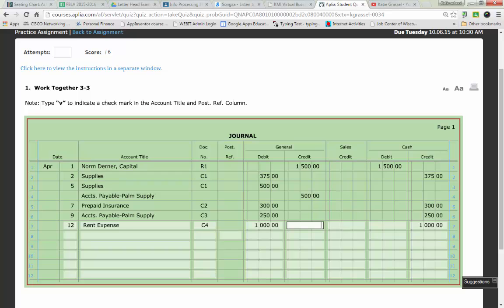So we have received cash from sales, $2,500. I couldn't remember the wording. What are our two accounts?